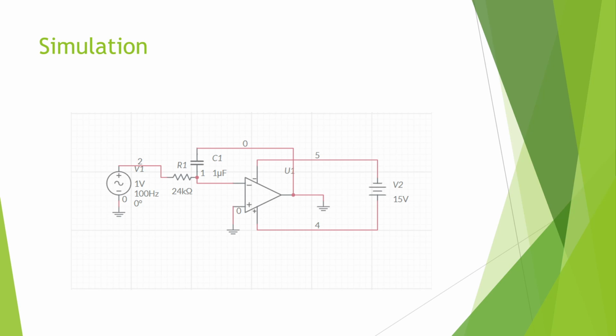As you can see here, the example is following through. 1 volt of AC coming in at 100 Hz with a 24,000 ohm resistor and a 1 microfarad capacitor. And in addition to this, you need 15 volts flowing through, as that is what was done in the experiment.